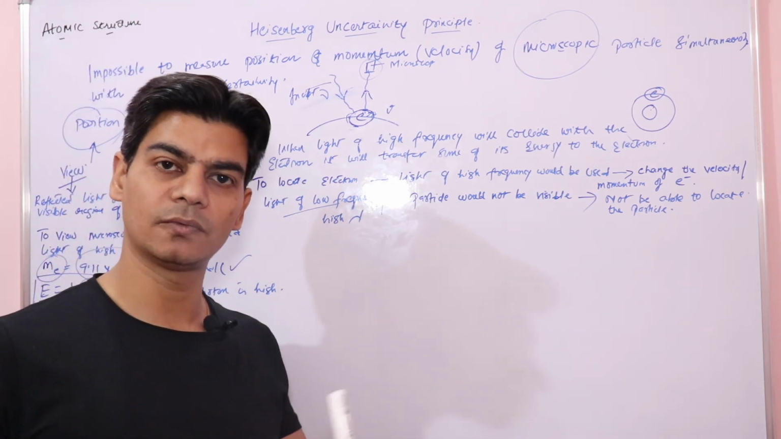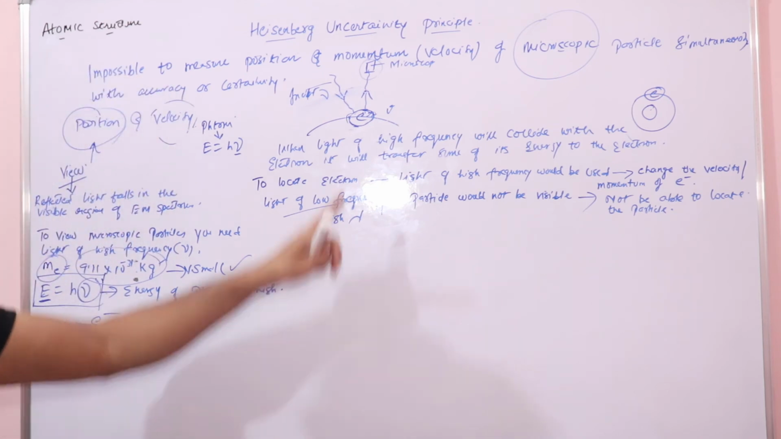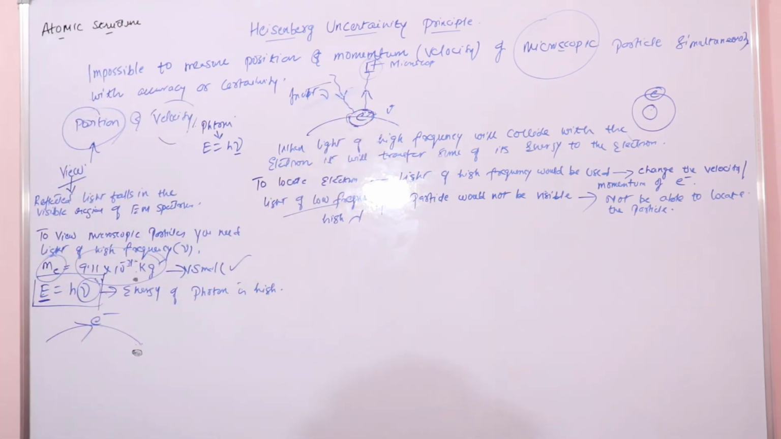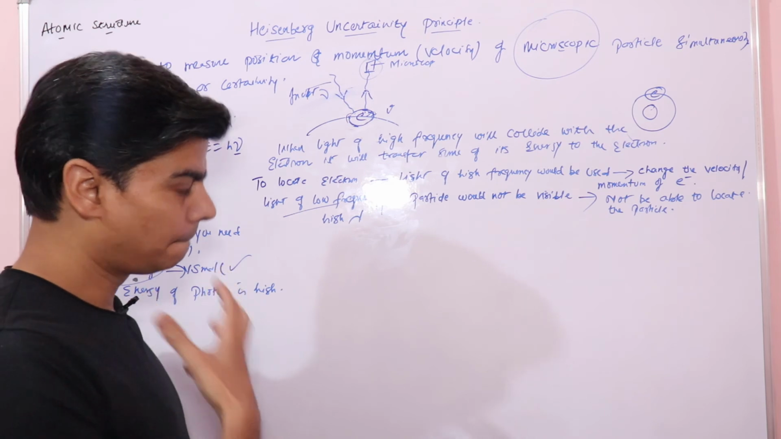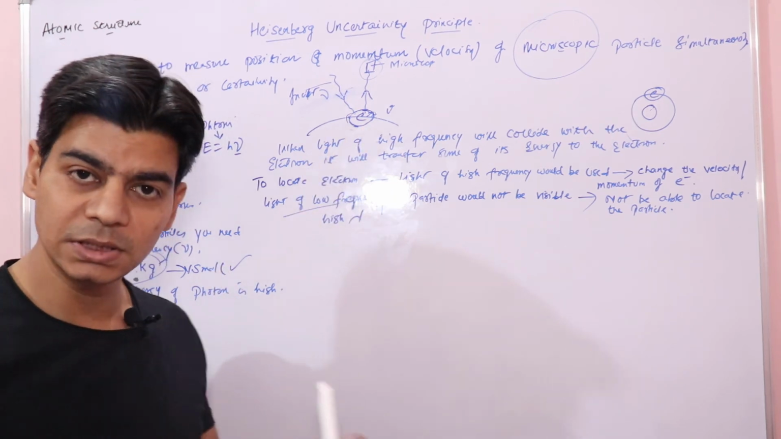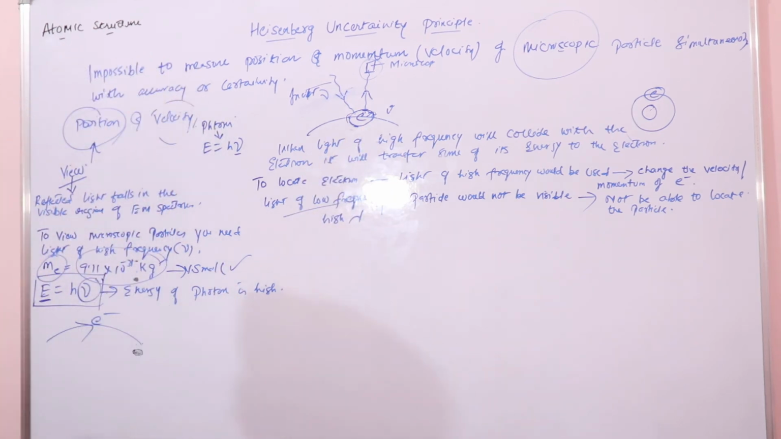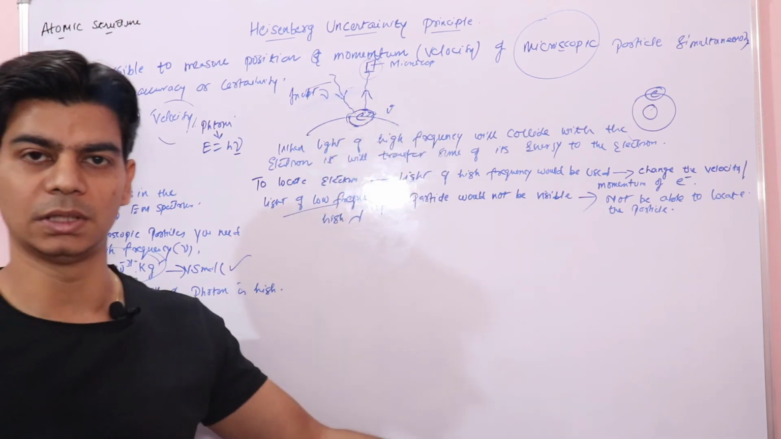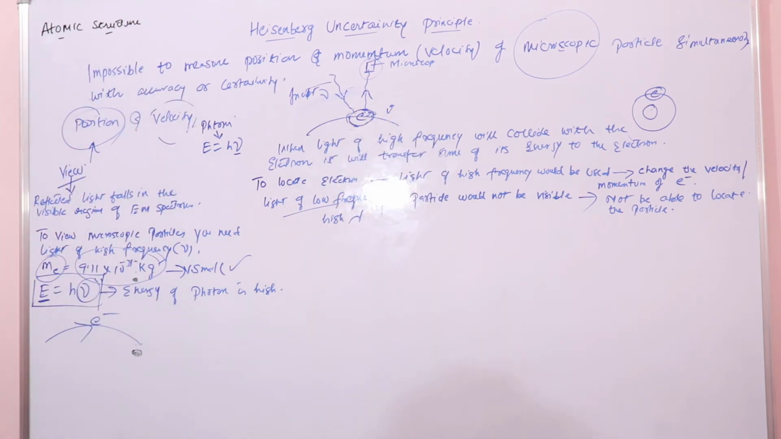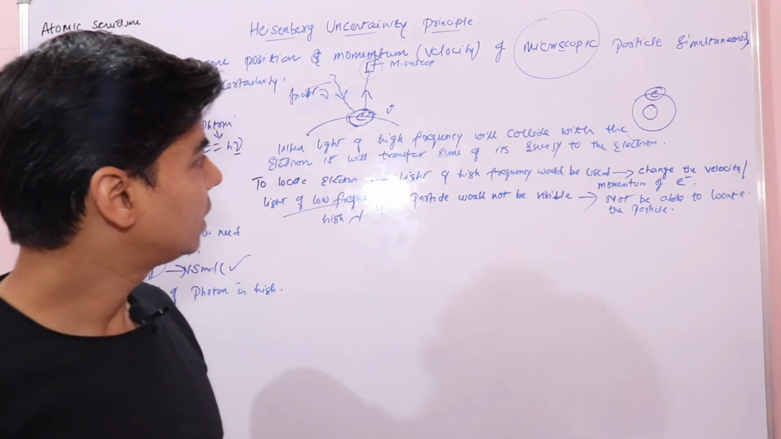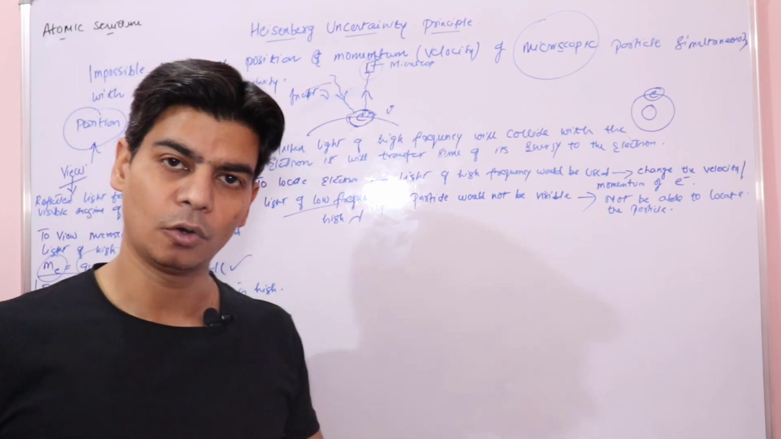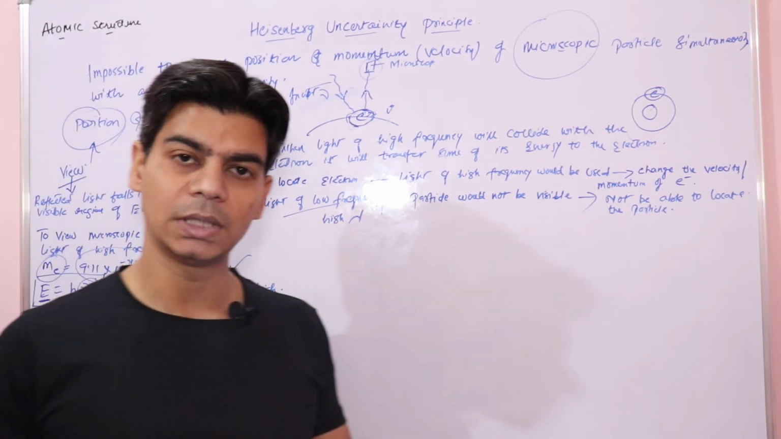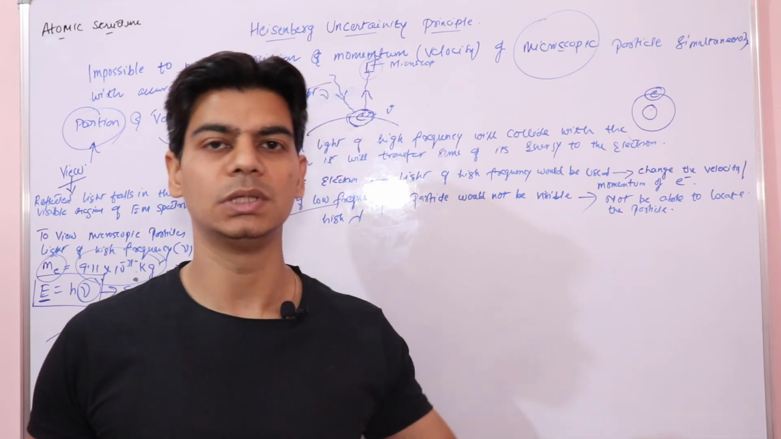When we are using a light of high frequency, it transfers some of its energy to the electron, due to which its velocity changes, right? And at the same time its position also changes because of the gained velocity. So why we cannot find the position and momentum of a microscopic particle is because without disturbing the particle we cannot view this particle, right?